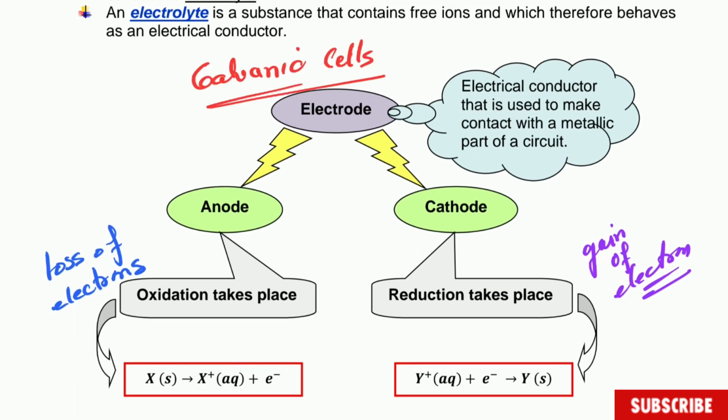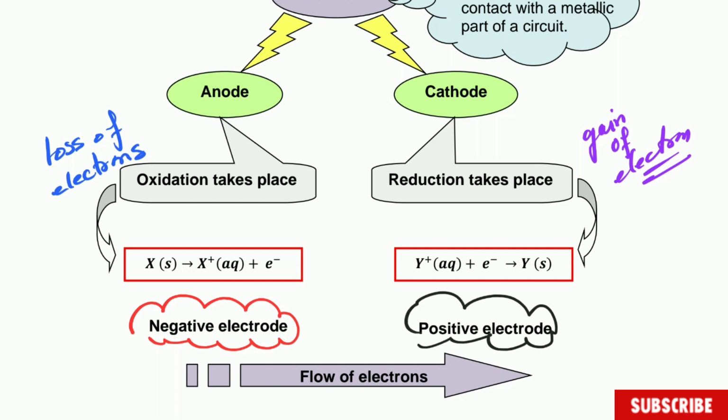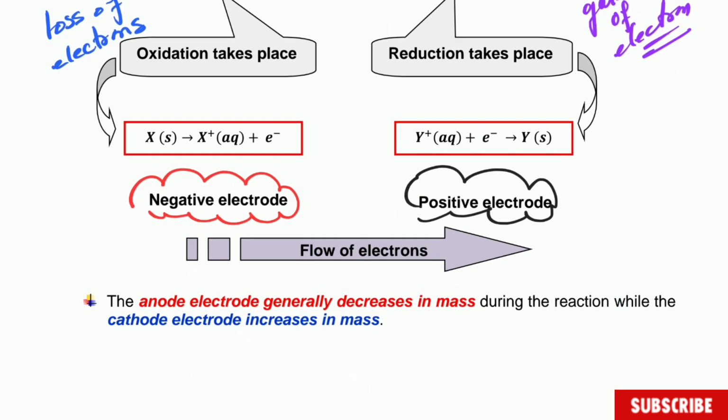So let's write the galvanic cell. In a galvanic cell, the electrons will always flow from anode to cathode. In other words, the anode will be the negative electrode. Also important to note here, the negative electrode will be the anode, and the positive electrode will be the cathode. That is important. That one is only for galvanic cells. So I hope this one is clear for now.